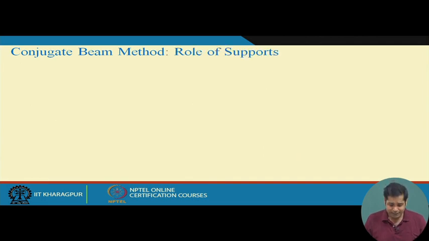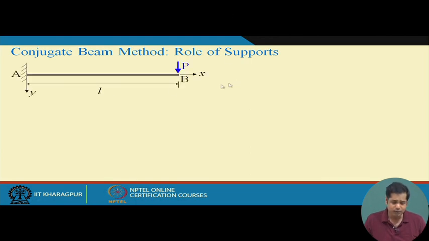Now, in order to appreciate the next requirement for a conjugate beam, let us see one example. Suppose this is a cantilever beam subjected to a tip load. Now, what is the bending moment diagram for this? This is the real beam, and what we need to determine is, suppose, the slope at point B and the deflection at point B. We already know how to determine that using the direct integration method and the moment area method. Now, let us apply the conjugate beam method in this case.